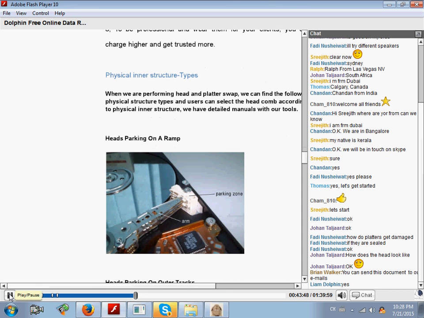Okay, let's see. When they try to swap the heads, they can find different physical inner structures.